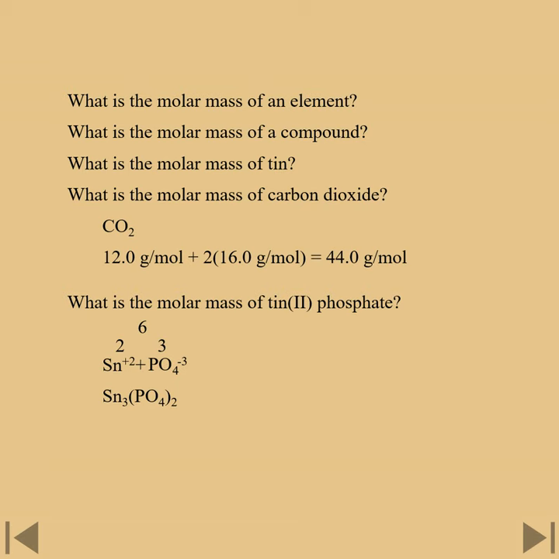And now that we have the formula, we can come up with the molar mass. We have 3 tins, so 3 times 118.7 grams per mole. 2 phosphorus, each at 31.0 grams per mole. And how many oxygens? Well, 2 times 4 for 8 oxygens at 16.0 grams per mole. That all adds up to 546.1 grams per mole.